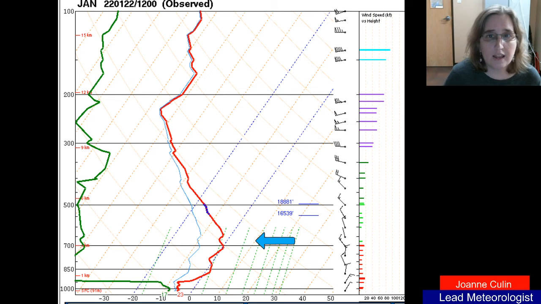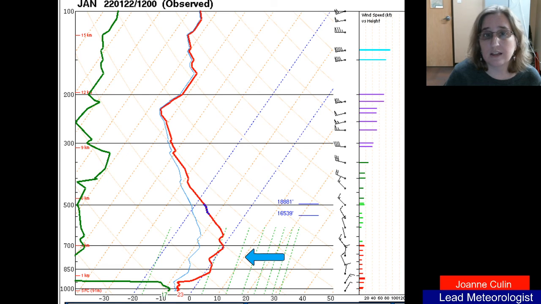On a day like today, though, as you might expect with how dry or how far apart the dew point and the temperature lines are, the precipitable water is really, really low. And in fact, on the balloon that we sent up this morning, the precipitable water was calculated to be 0.06 inches. And that is really low.